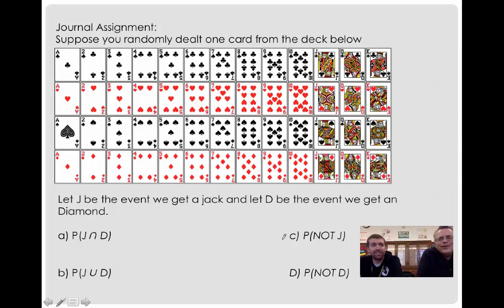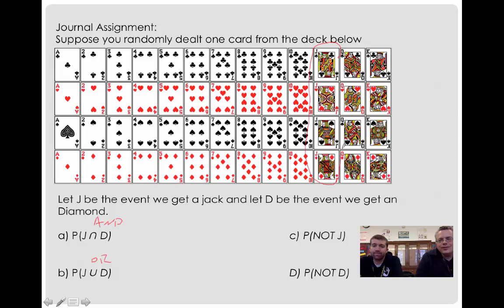So a journal assignment. Suppose you randomly dealt 1 card from the deck below. So this is like the first 2 examples. Let J be the event you get a jack, and D be the event we get a diamond. So similar questions. Remember this one is intersection, so think and for intersection, and this one think or for union.